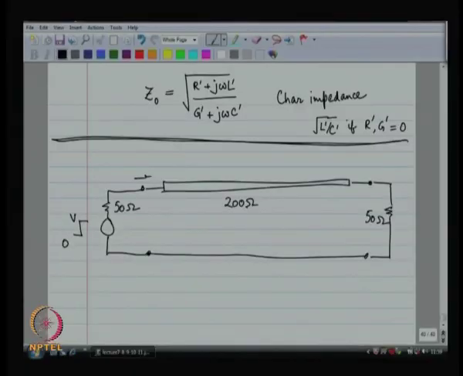What is going to happen? First, what needs to happen is you need Kirchhoff's laws to be satisfied everywhere. So, I need Kirchhoff's laws here, I need Kirchhoff's law here.